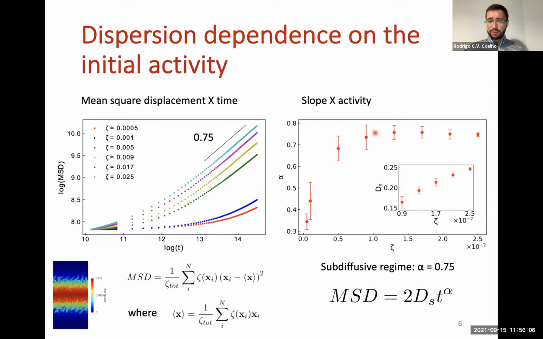And then how to study the dispersion of this activity? We can measure a coefficient analogous to the diffusion coefficient, but assuming already a power law of 0.75. So if you measure this subdiffusion coefficient and plot it against the activity, we see that this coefficient increases with activity. So the more active the system is, the more it will disperse the activity, as would be expected. What is not intuitive is that it is subdiffusive.